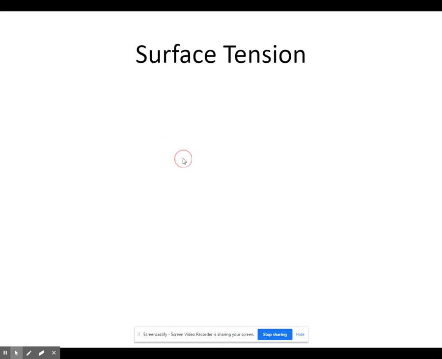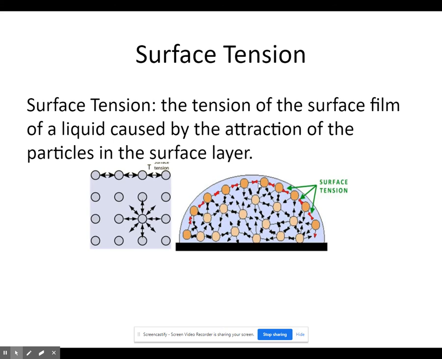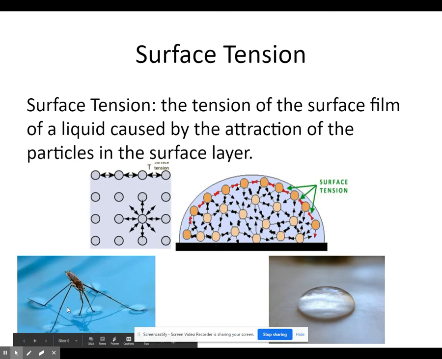This also leads to other properties that we've learned about, like surface tension. The tension of the surface of the film of a liquid caused by the attraction of particles in the surface layer. In other words, water molecules are sticking together at the surface. And that's the reason why our water molecules bead up in this sphere, this round shape, because there's a tension. This is also the reason why insects can float on top of the water, like our water striders. This is the reason why we can fit lots of drops on a penny, and why drops are round: because of this force of attraction between the water. This hydrogen bonding leads to this property of surface tension.